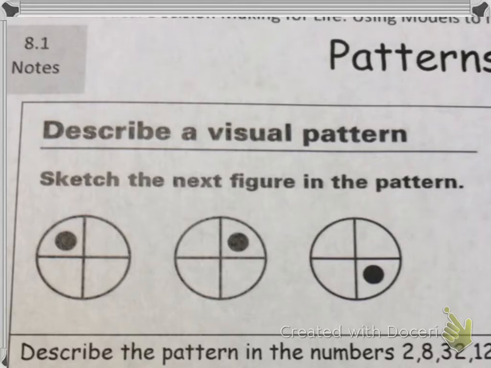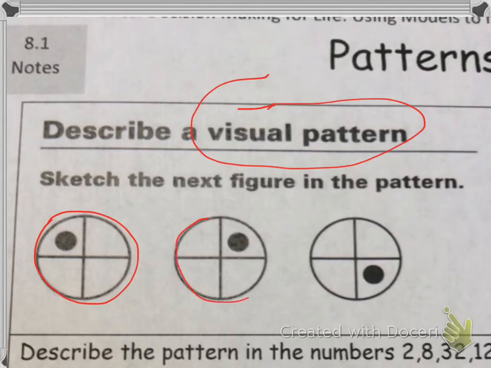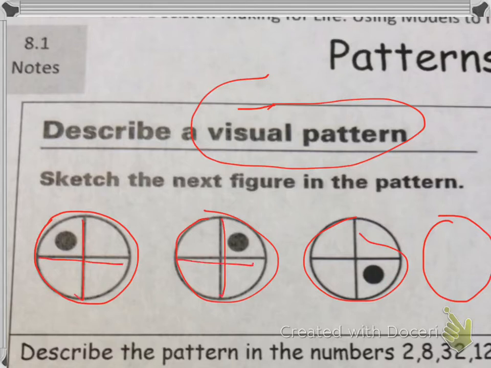This first problem says, describe a visual pattern. Sketch the next figure in the pattern. So we're noticing here, let's look at the pattern. Circle, circle, circle. So we know we're going to stick with a circle here. So let's draw our circle. It was cut into fours. So we know our circle is going to be cut into fours.